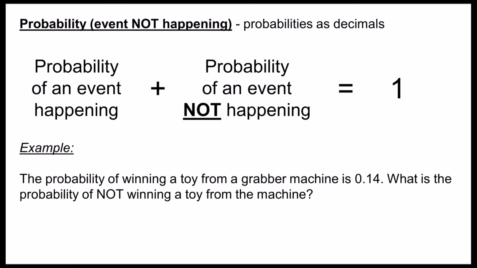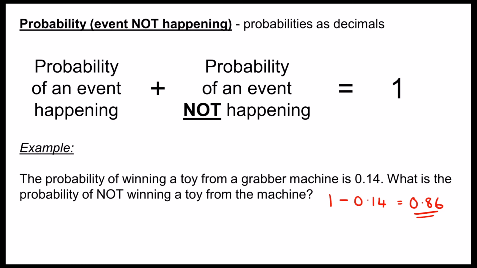Likewise, in this second example, it says the probability of winning a toy from a grabber machine is 0.14. What is the probability of not winning a toy from the grabber machine? I would do 1, take away the probability that it does happen, which is 0.14, and again that gives me an answer of 0.86. So I can say the probability that I do not win a toy from the grabber machine is 0.86.